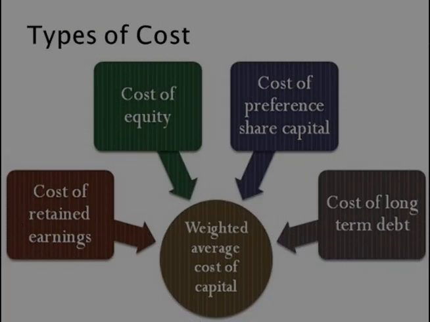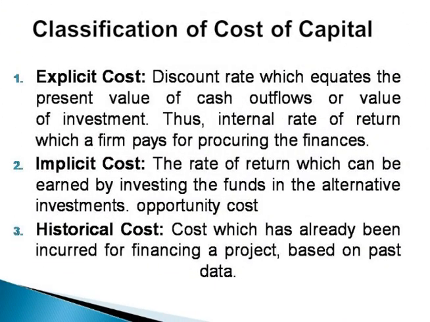Now we will discuss various types of cost. First, we will start from cost of long-term debt, cost of preference share, cost of equity, cost of retained earning. And if we give weight to all those costs, we get weighted average cost of capital. So individually, we will take a look at how to calculate all these kinds of cost. But before that, let us understand what the various types of cost are. The classification of cost of capital is very important to understand.